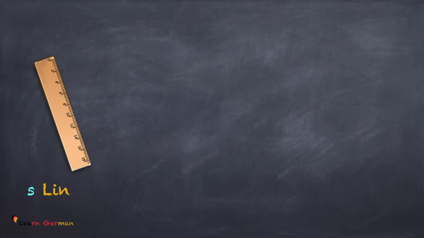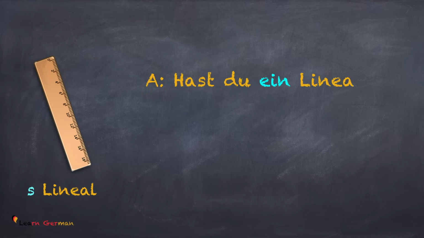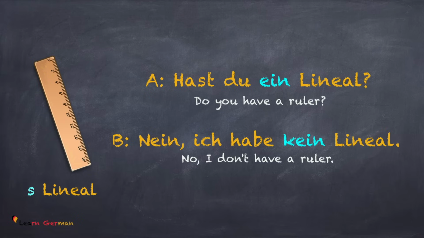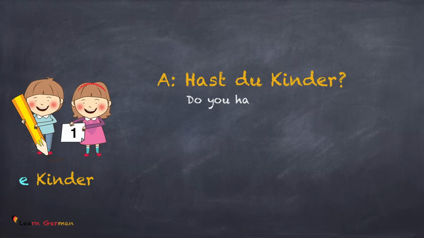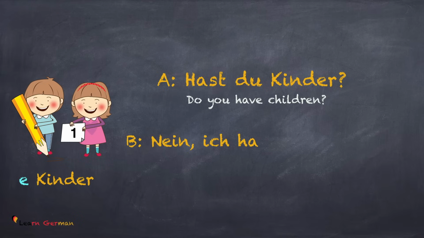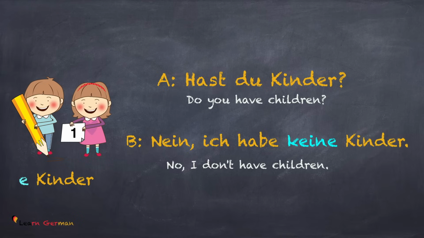So now the article is neutral. Hast du ein Lineal? Nein, ich habe kein Lineal. Similar to the unbestimmte article ein, the negative article is kein. Now coming to the plural form. Hast du Kinder? Nein, ich habe keine Kinder. So when the accusative object is in plural, the negative article would be keine.